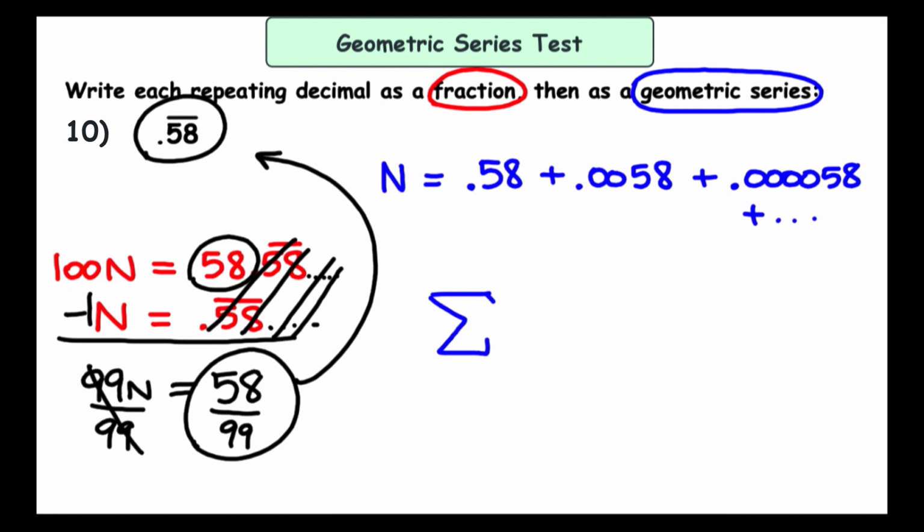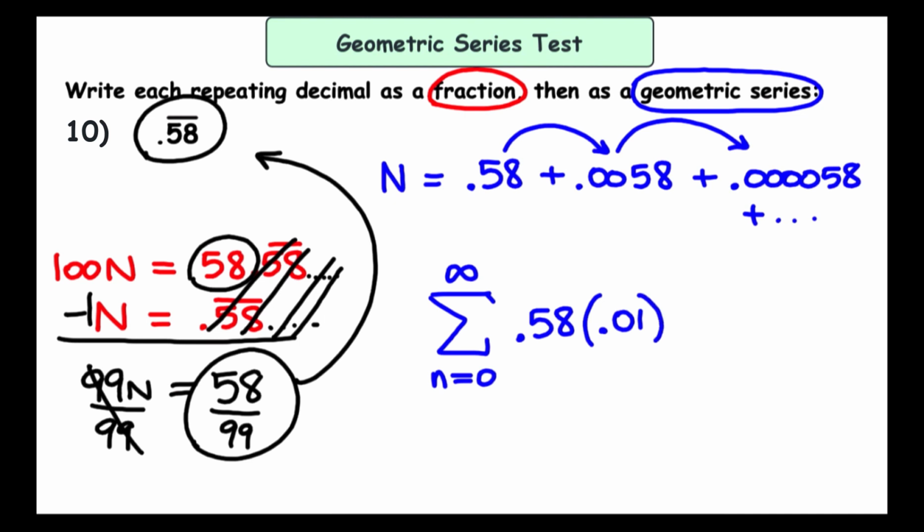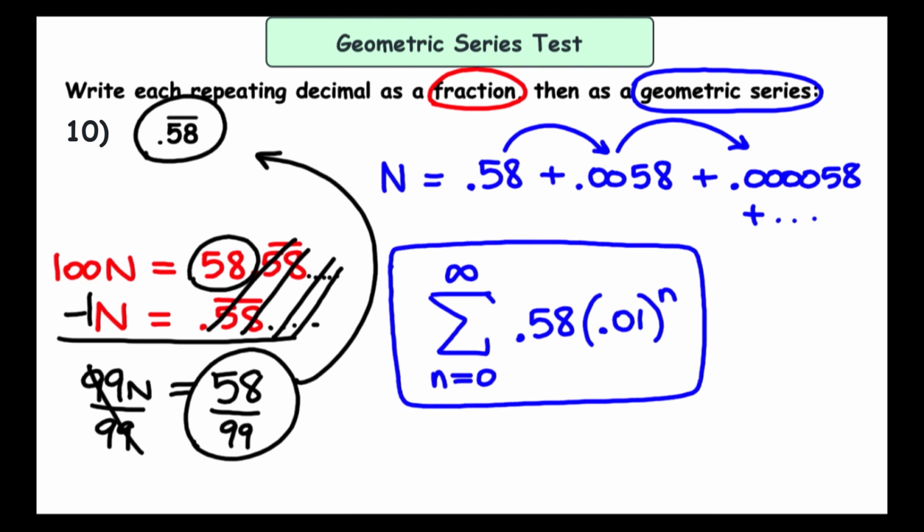If you notice, what am I multiplying by each time? And the answer is, I'm multiplying by 0.01 or 1/100th. So here it is. We start with 0, which is pretty customary. We go to infinity because this never ends. I put the 0.58 right here in the summand. Right next to it is the R to the n. Okay, that's the answer, but let's verify that that's correct.